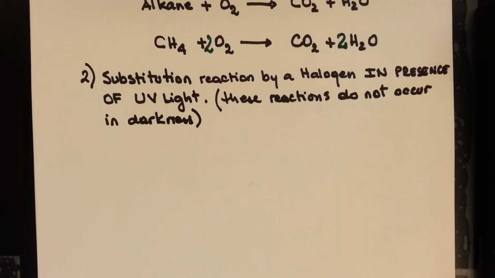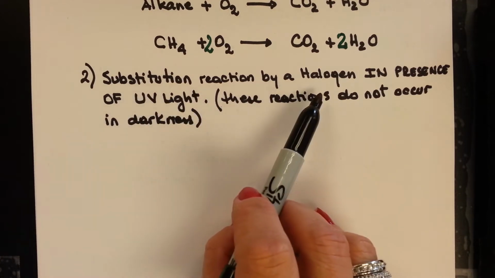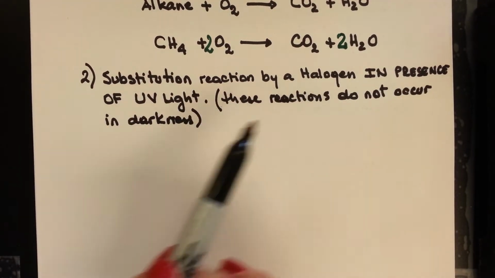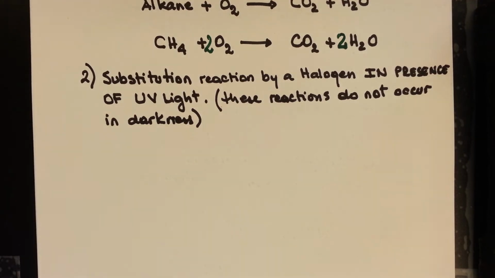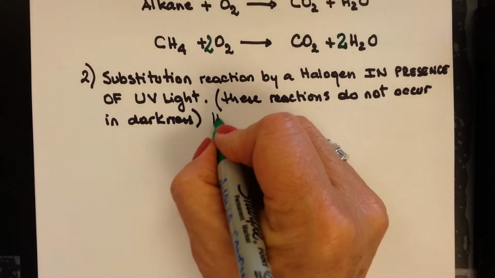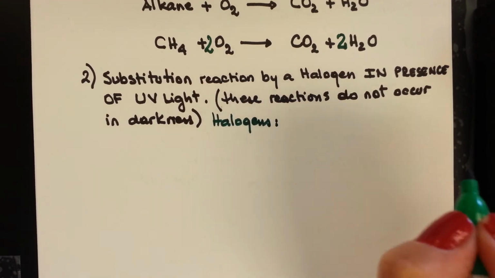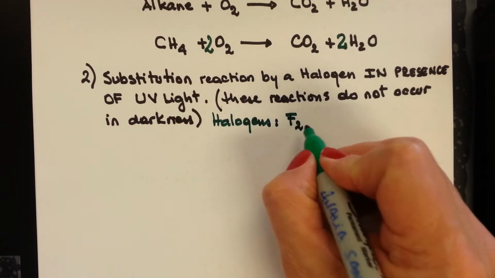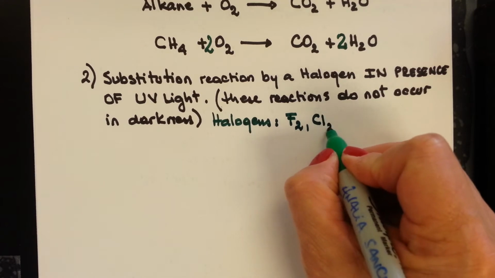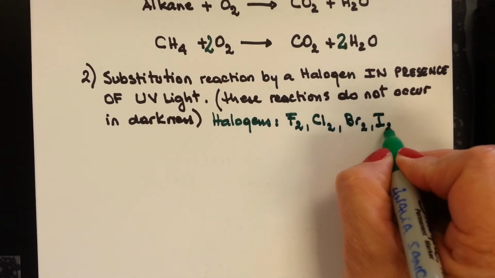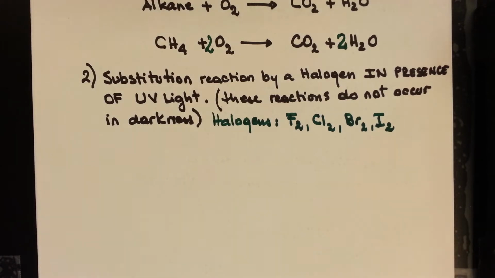The next reaction is going to be the substitution reaction by a halogen, and that occurs only in presence of UV light. These reactions do not occur in darkness. So first of all, which are the halogens? Well, halogens are elements in group 7, like fluorine, chlorine, bromine, and iodine. Those are the halogens.